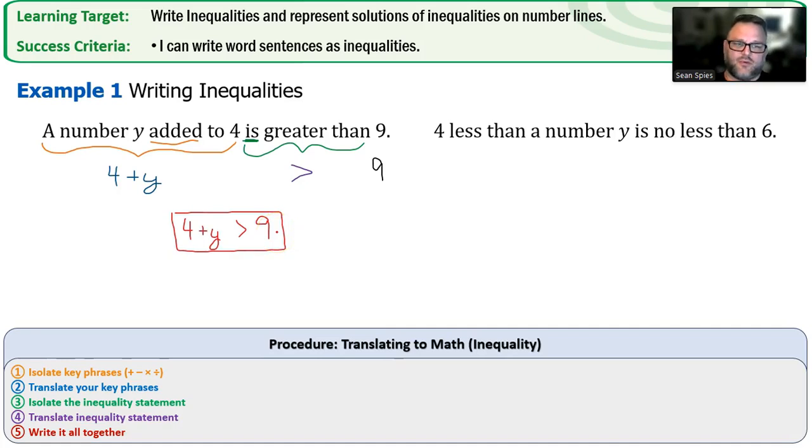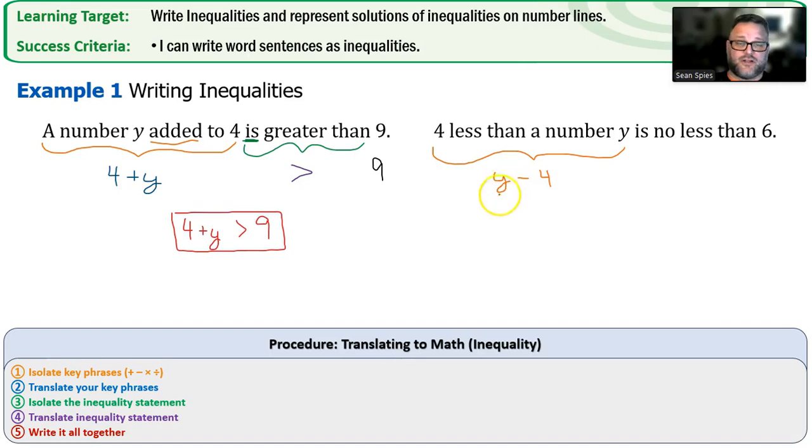Let's look at the next example because it has a key phrase and it has 2 pieces we need to be paying attention to. Just as before when it said y added to 4, when we see the phrase less than a number, that means we're actually taking the first part away from the second part. So we would not write this as 4 less than y, meaning 4 minus y, and we wouldn't write the less than symbol because our is over here to the right. This indicates that we are actually taking 4 away from y.